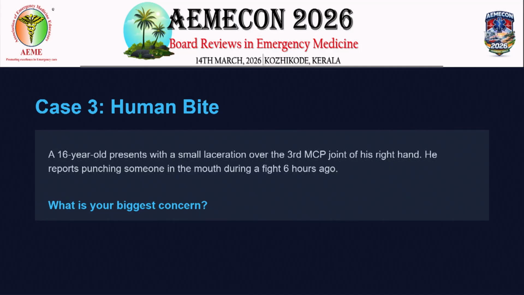What about a human bite? There is a 13-year-old boy with a small laceration over the 3rd MCP joint of his right hand. This happened when he was fighting in a club. So do you think this requires antibiotic prophylaxis? Anyone?